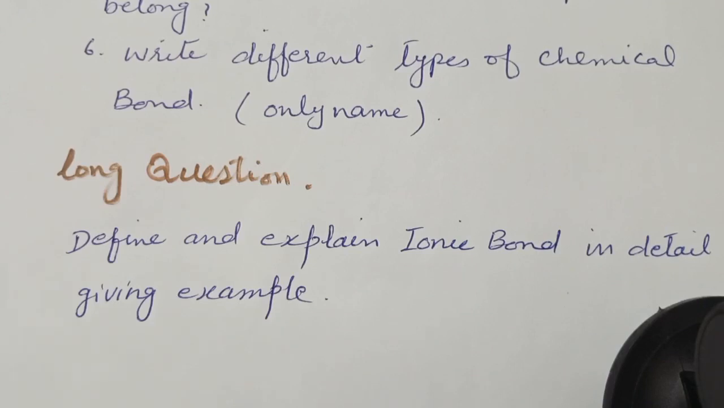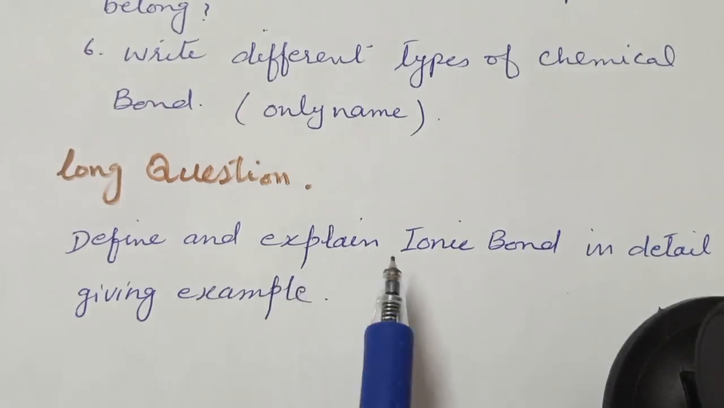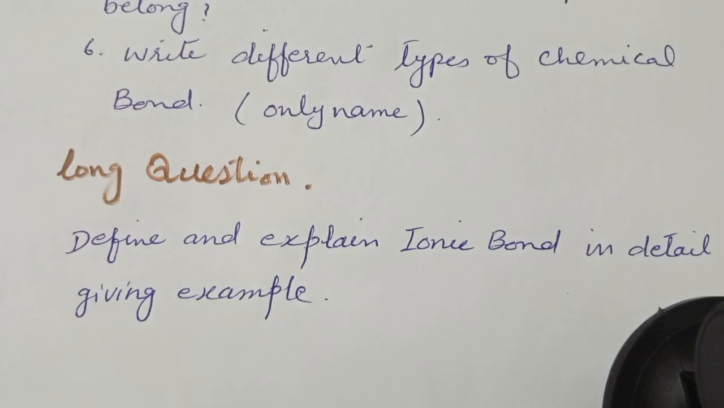Now the long question is, define and explain ionic bond in detail giving example. When you write its answer, first of all give the heading of definition and then write its definition, and after that give the heading of explanation, and in its explanation quote the example of sodium chloride and write its electronic configuration and also the diagram. Its answer will be completed.